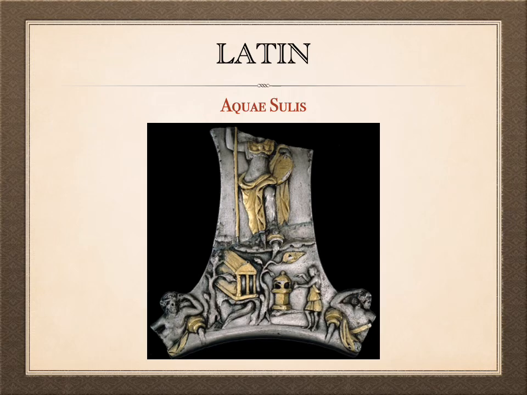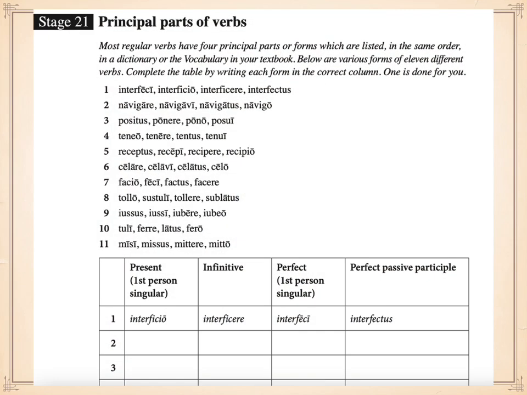All right, this is going to be a review lesson, especially just reviewing participles and how they're used. The first worksheet, the one on principal parts of verbs, is a pretty straightforward worksheet. You're just going to be writing down the principal parts of the verbs, putting them into order. You see the example they give with interficio.